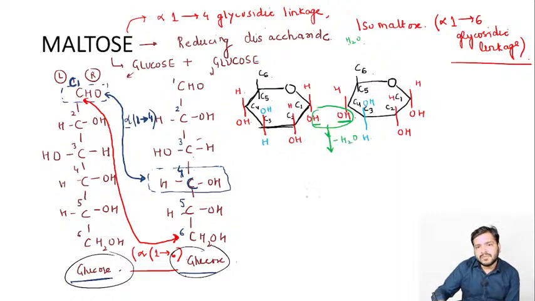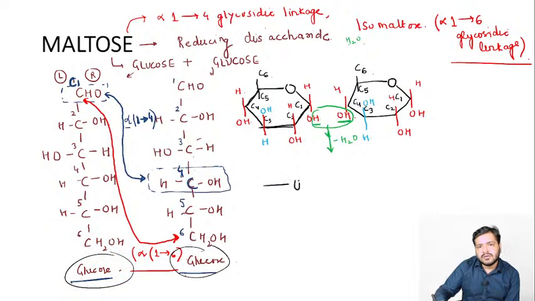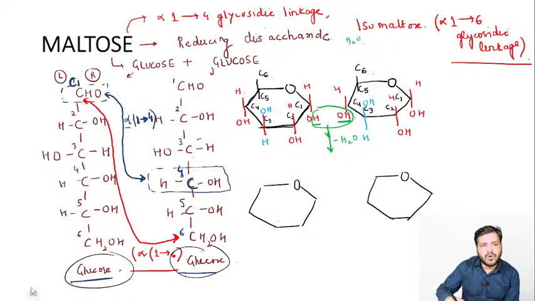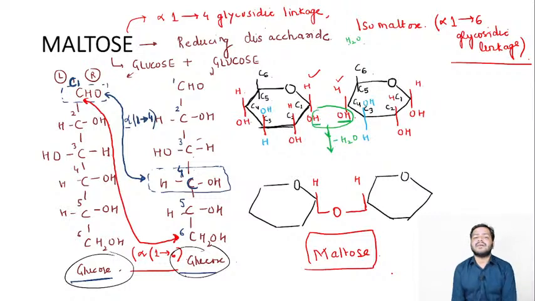And how will this bond be formed? You are now very well aware, you have to repeat the same structure. I'm just drawing the short one over here just to show you the bond. Over here the hydrogen is left, and if the water molecule is removed, only oxygen is left, which will link both the glucose together. And this is the structure which we call maltose.